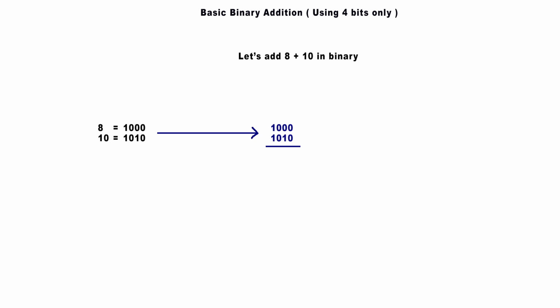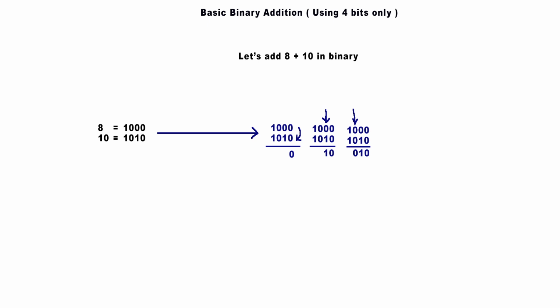So we're going to add 0 plus 0, which is the rightmost bit, and of course that's going to add up to 0 because in binary 0 plus 0 is 0. The next column we're going to add is 0 plus 1, and in binary 0 plus 1 equals 1. We move to the third bit, and we add 0 plus 0, and that of course equals 0.